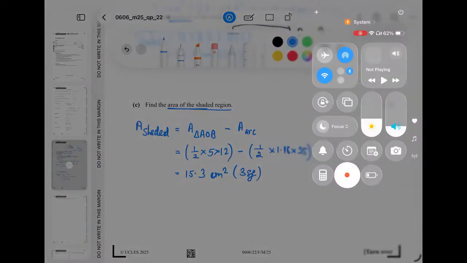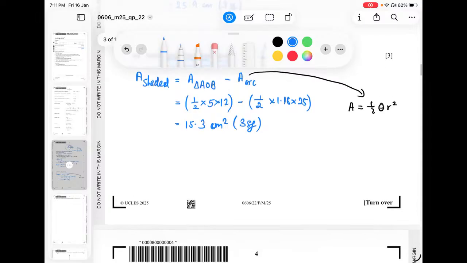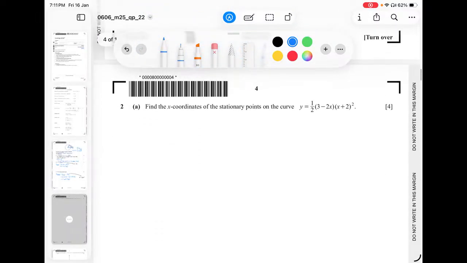So hope you understood that. So basically we are using the formula to find the area of the arc to be area equals half theta r squared. So that's your formula for the area. I hope you understood part C, and let's move on to the second question.